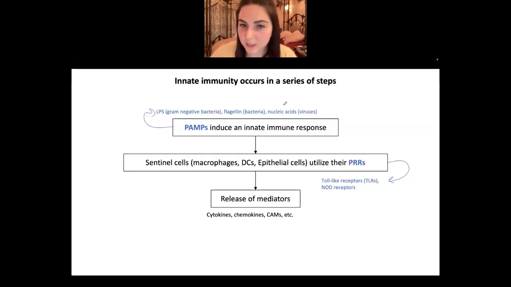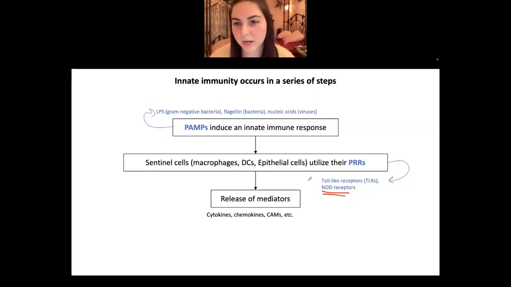So then we talked about sentinel cells yesterday. Remember, the sentinel cells are macrophages, dendritic cells, and epithelial cells. These are the first people on the scene. They're like the first responders that are sensing something's wrong. They utilize their pattern recognition receptors, PRRs, and pattern recognition receptors are what actually bind to PAMPs. I added this one right before because I forgot that it can also come up sometimes.